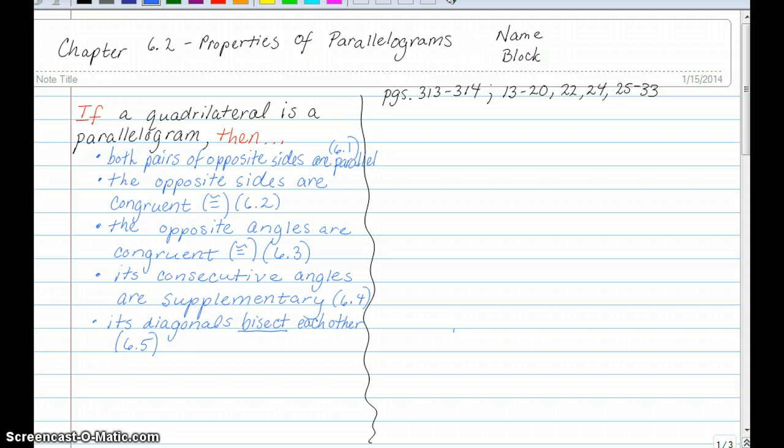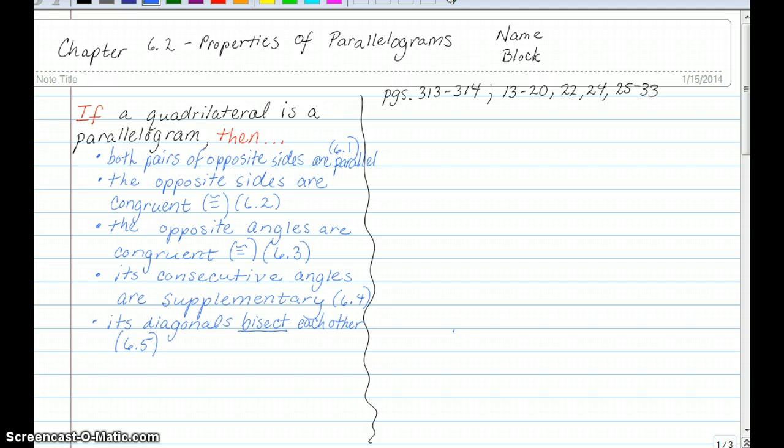Now, if a quadrilateral is a parallelogram, then, these are if-then statements, which are deductive reasoning. There are four things that will be true if a quadrilateral is a parallelogram. Then, and this is theorem 6.1, both pairs of opposite sides will be parallel. The second theorem, 6.2, says if a quadrilateral is a parallelogram, then the opposite sides are congruent.